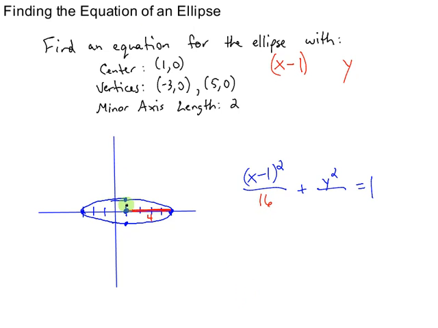My vertical distance from my center is 1. So I have to square the 1, which gives me 1. And that goes with my vertical variable in my equation. So the equation for this ellipse is given here. Notice I did not have to use my foci whatsoever.